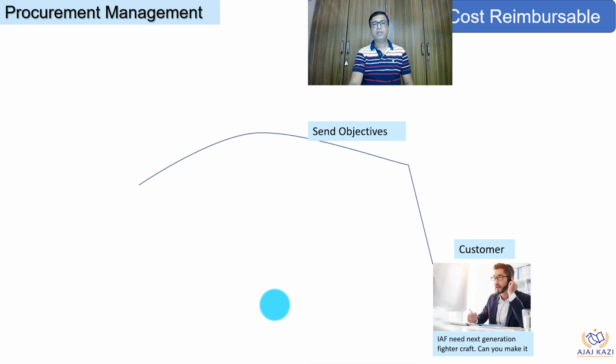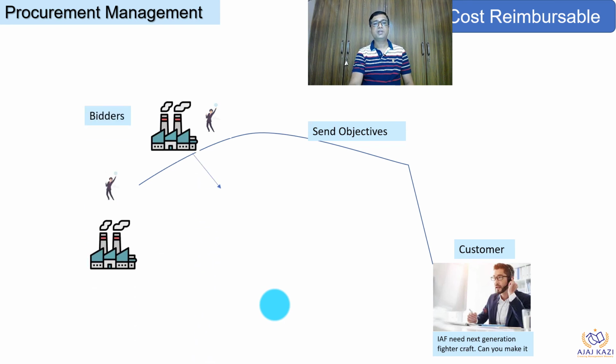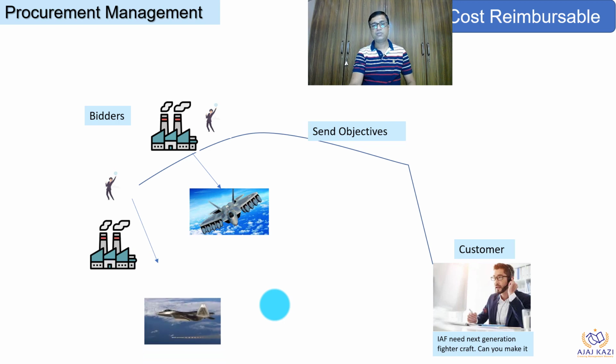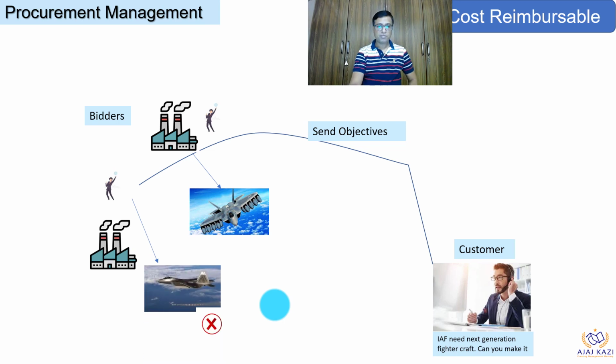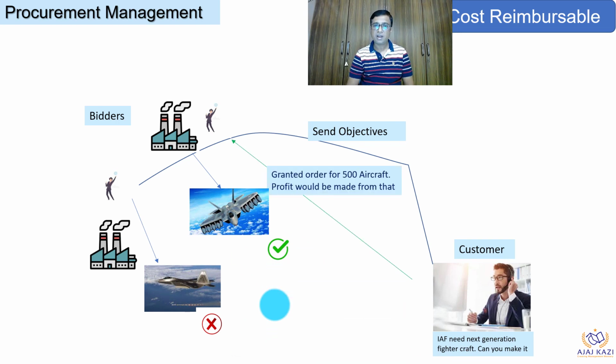What he'll do, he will make an objective. The objective will go to the bidders which are qualified to do this. You can see these are qualified bidders who are doing it. What they will do, they will make their proposal of different kind of fighter planes based on the objectives, and they will give the proposal to him. The customer will select the right one, and finally he will grant the order of 500 aircraft, and the profit will be considered in that order. Clear? When they build this first model, they will only reimburse the cost, but if the model is successful, they will issue an order of more such items, and the profit is built into that kind of thing.